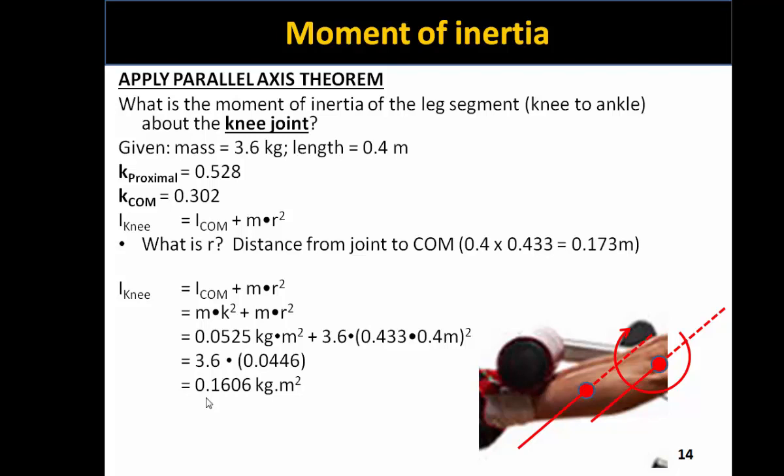So the examples on slides 13 and 14 illustrate two different approaches to computing the moment of inertia, in this case of the lower leg, about the knee joint. In one case, going directly with the radius of gyration approach. The second approach uses the parallel axis theorem. Okay, so this ends this part of our dynamics unit.